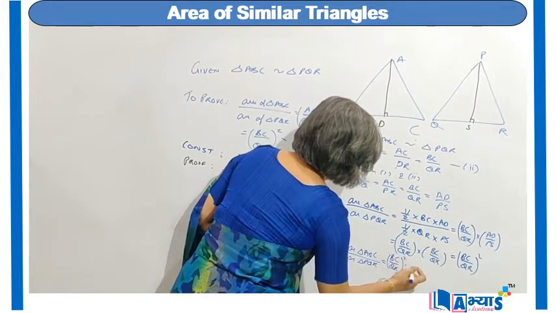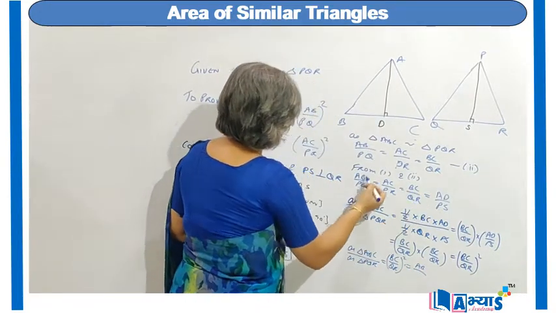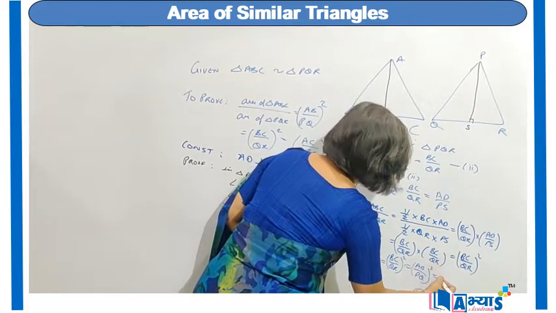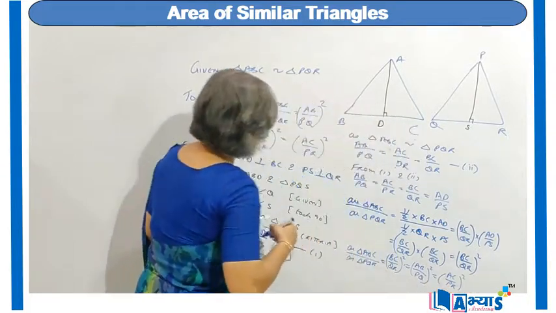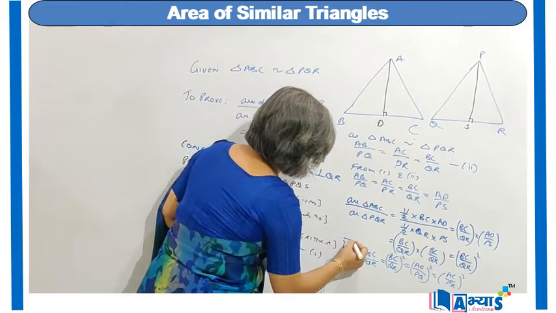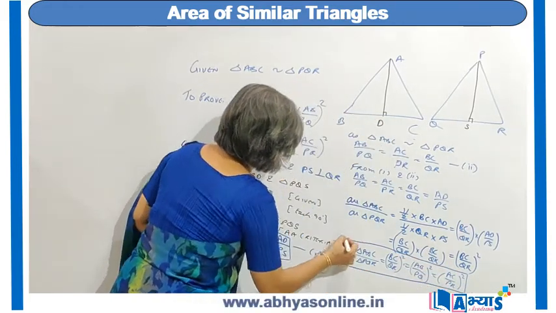It is further equal to AB upon PQ, because BC upon QR is equal to AB upon PQ, so AB upon PQ square is equal to AC upon PR square. So hence we have proved that the ratio of the area of these two similar triangles is equal to the square of the ratio of their corresponding sides.